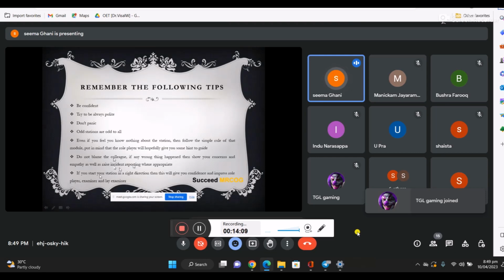You can say that everyone is working in the NHS. They are very experienced and they sign off their duties. So that's how, don't blame your colleague. If you start your station in the right direction, this will give you confidence and impress your role player and examiner, and hopefully you will pass.